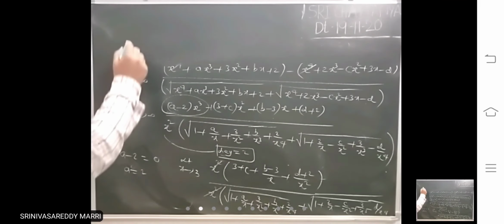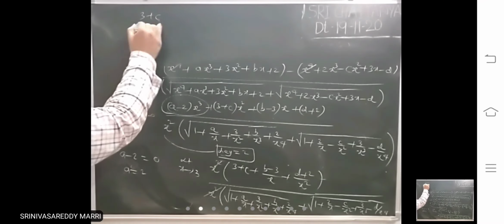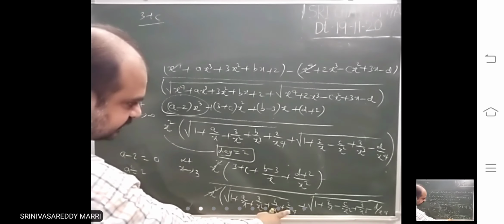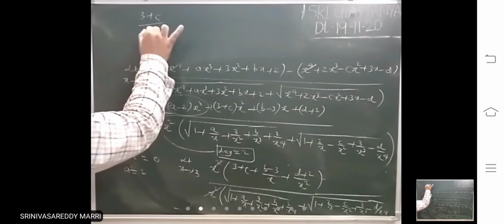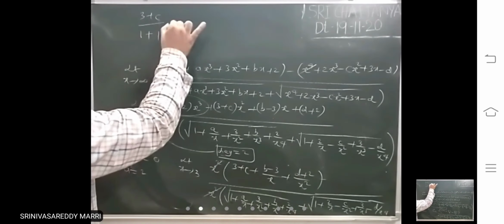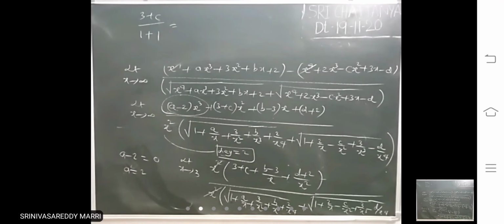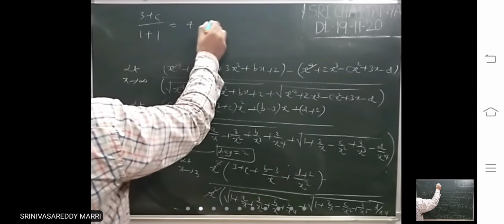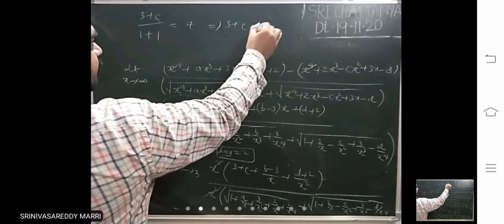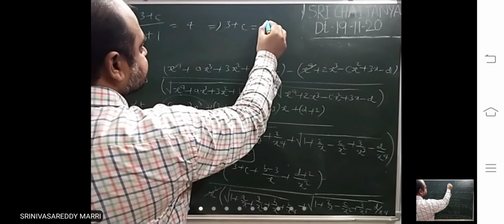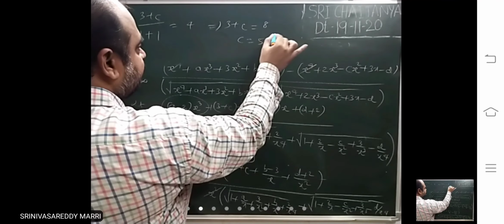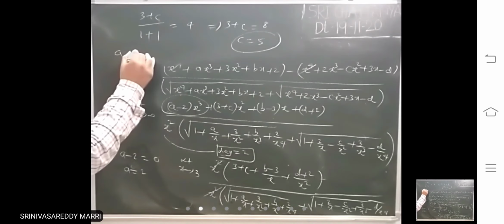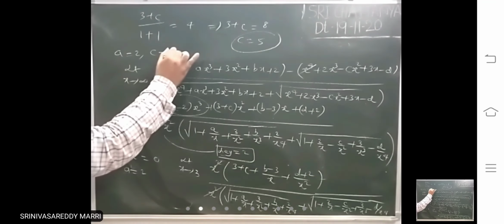That means 3 plus c divided by, this will become 0, this will become 0. Root of 1 plus all these will become 0, so this is 1. So this limit is given as 4. That implies 3 plus c is nothing but 8. C value is 5. Therefore, the answer is a equal to 2, c equal to 5.